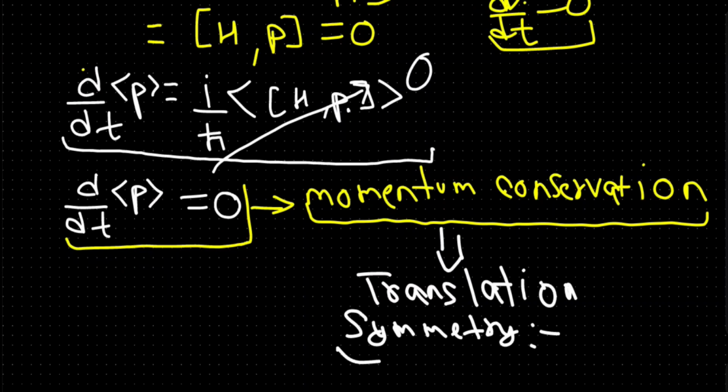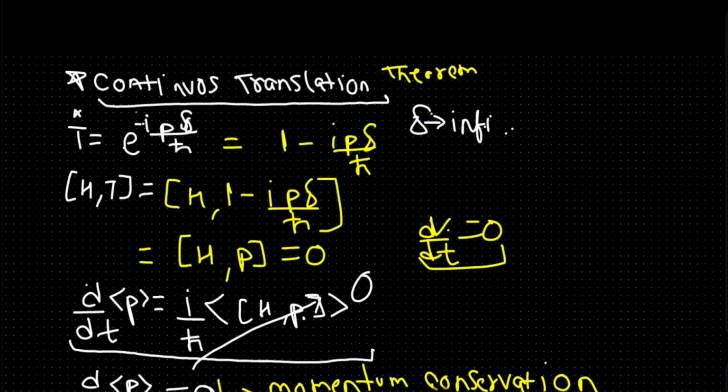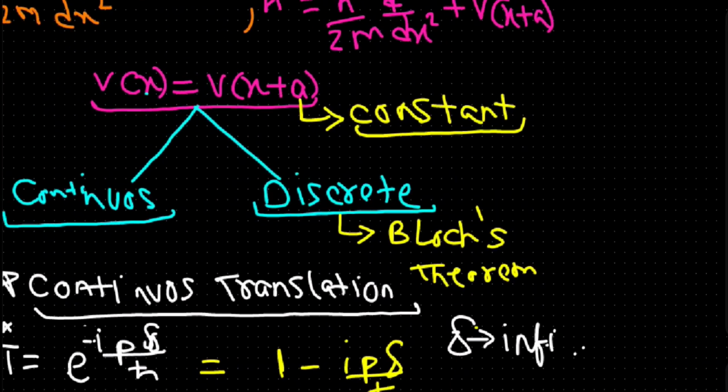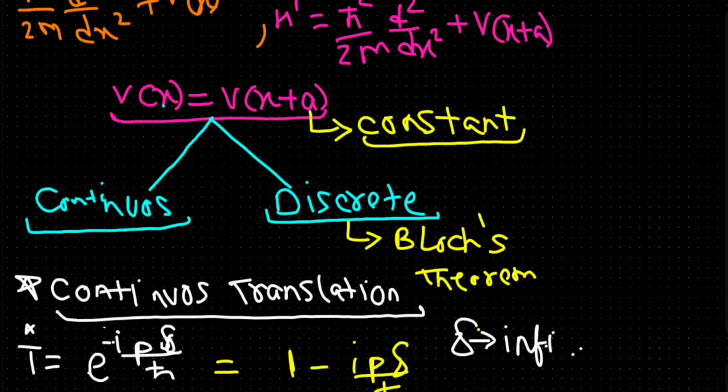So this was our video on momentum conservation and translation symmetry. We have discussed the continuous translation symmetry. There is another, discrete symmetry which is quite complex, but we'll try to discuss it, and it is related to Bloch's theorem. You can see the reference for this in Zettili's quantum mechanics, or moreover the one and all universal book, Griffiths quantum mechanics.